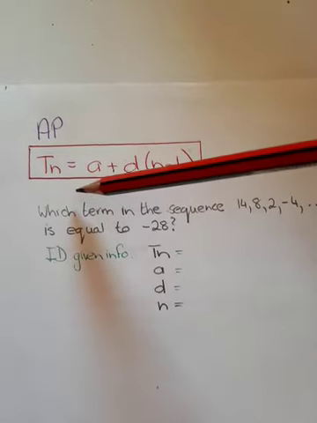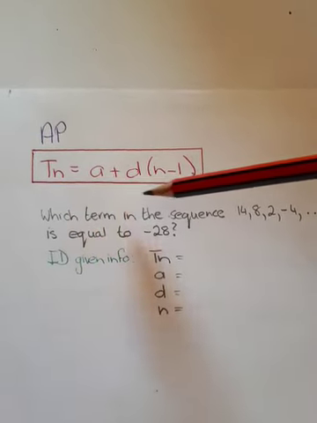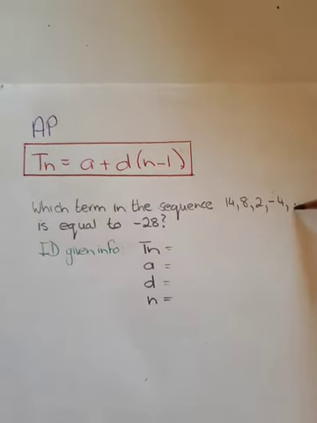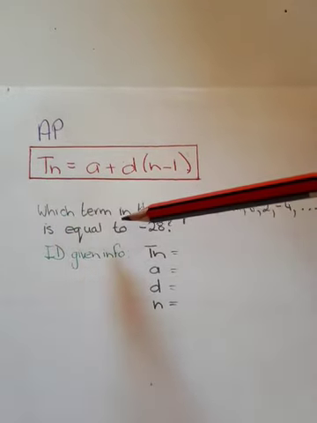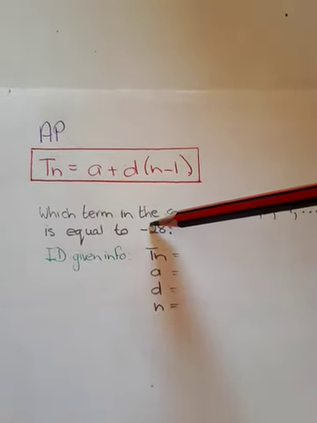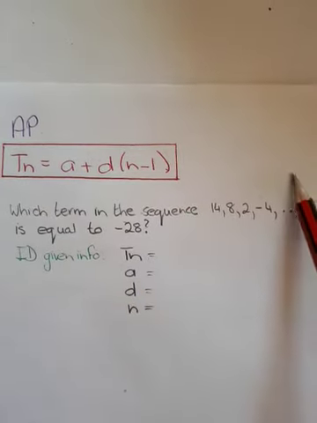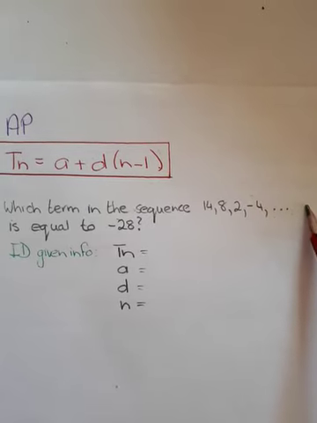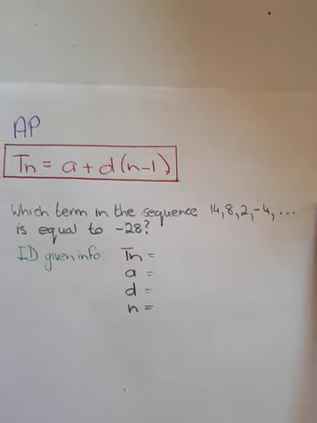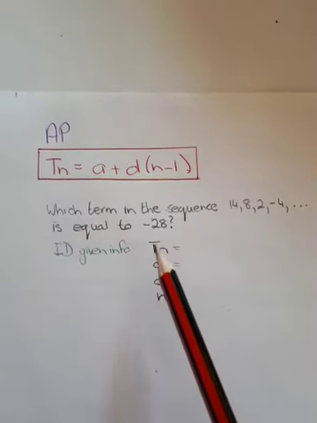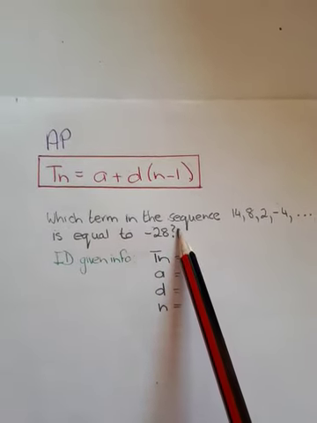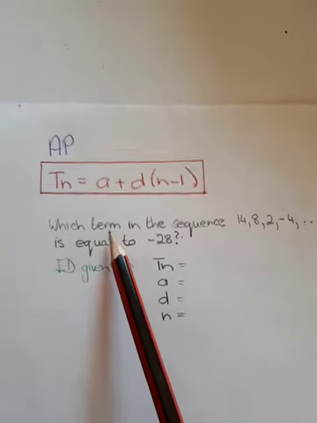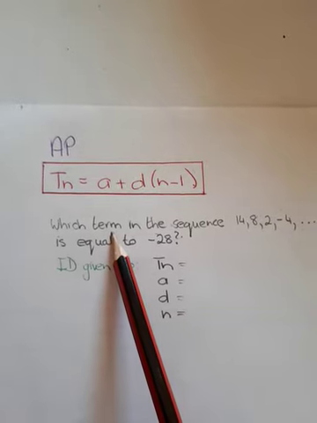So if we look at this example, they ask which term in the sequence 14, 8, 2, negative 4, and so forth is equal to negative 28. Remember, they're asking at which place negative 28 would stand. Negative 28 is really a term, and they ask at which place, although that is expressed as which term.